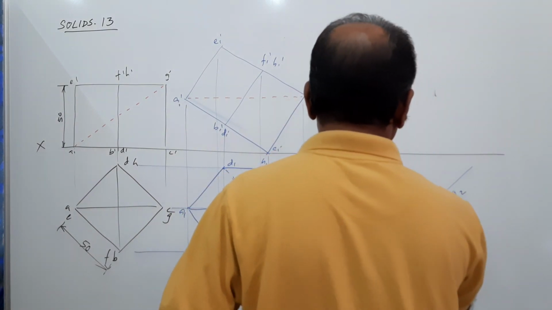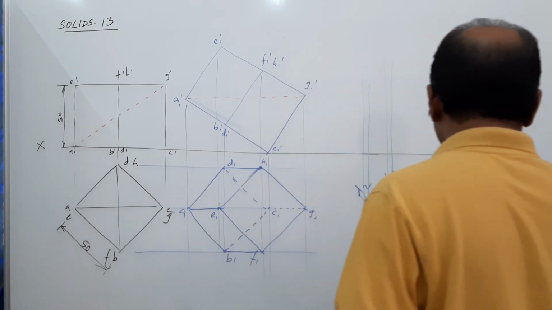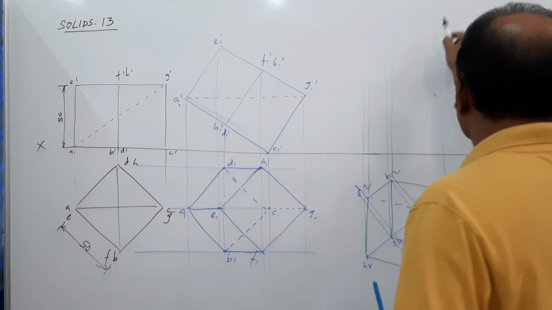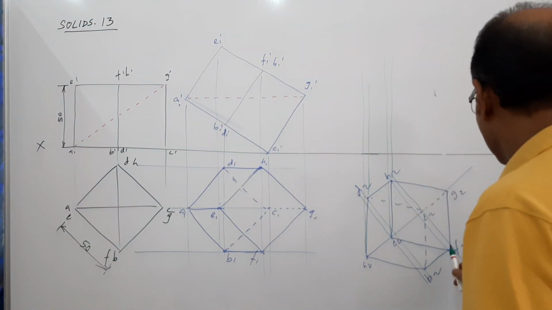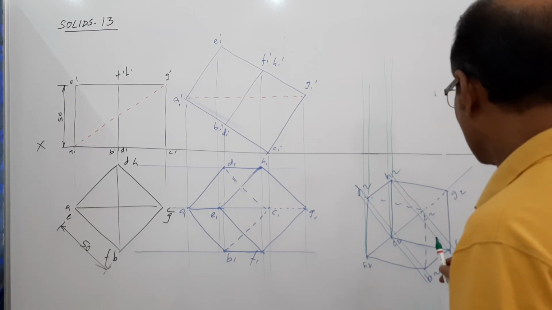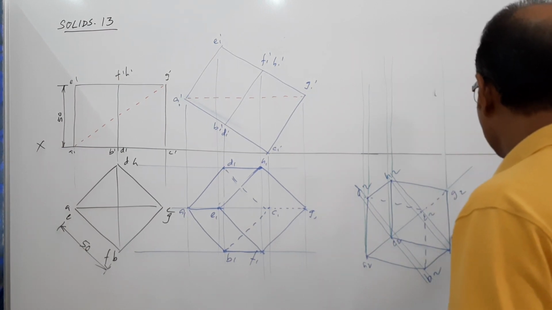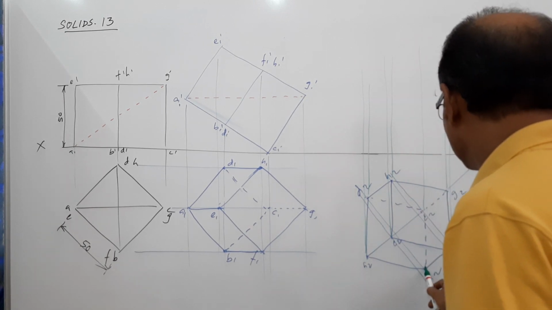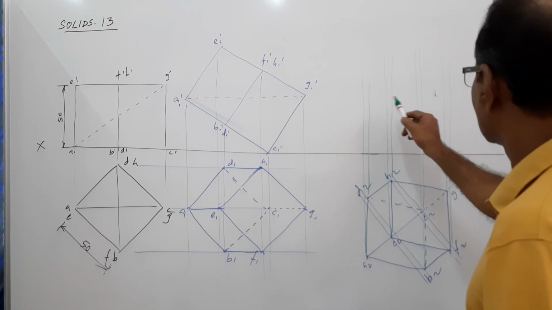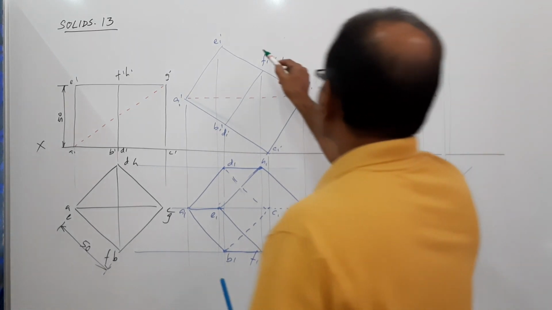Since I am not following exact dimensions, there is very high probability that I get a slightly different shape than the actual shape. 8 points, 8 projectors. Okay, draw horizontal lines.